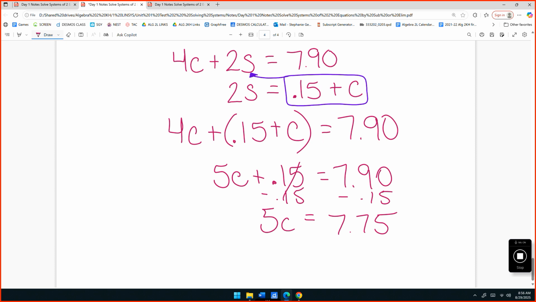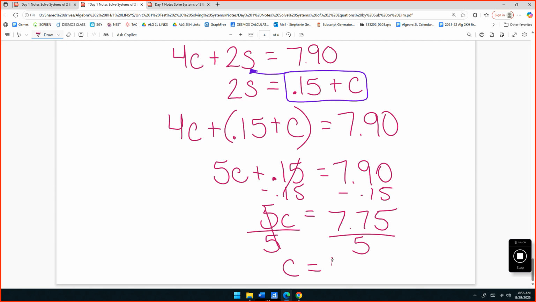Divide by 5. Okay, mental math. $1 and 55. Yes? $1.55? Not that you can't pull out a calculator and easily do that math. I'm just not going to pull that out. Okay, cool. That's C, which is the cost of a cheeseburger.